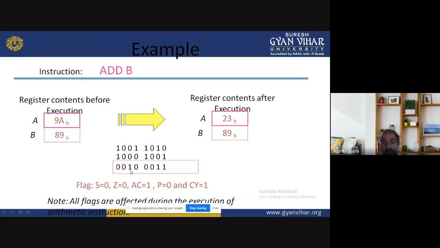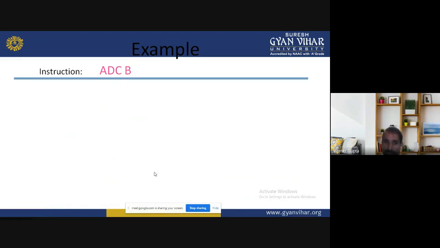So we convert this result into hexadecimal. So we get 23, and the B register will be the same. B register data will not be changed. Only the A register data will be changed. So in this instruction, we can say all flags will be affected after the execution.